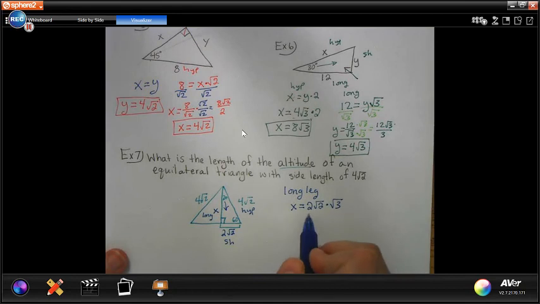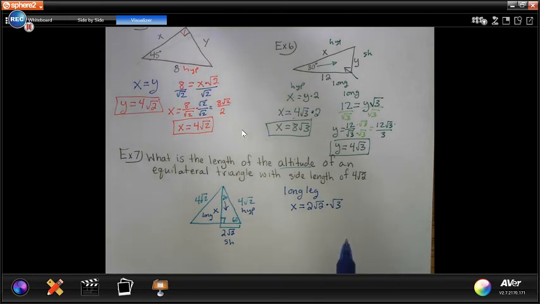Okay. I don't know if my screensaver popped up again, but it did it in the Pythagorean theorem video too. I don't know why it does that.